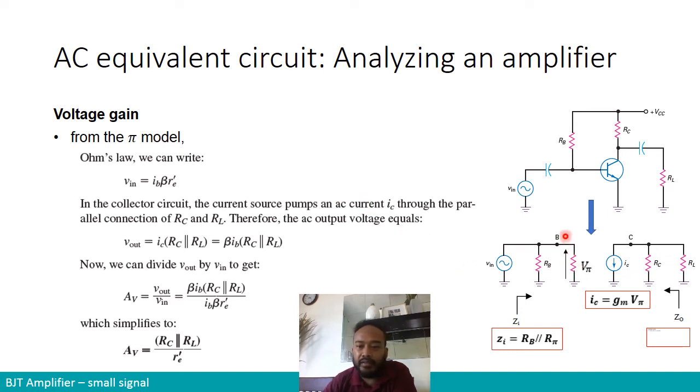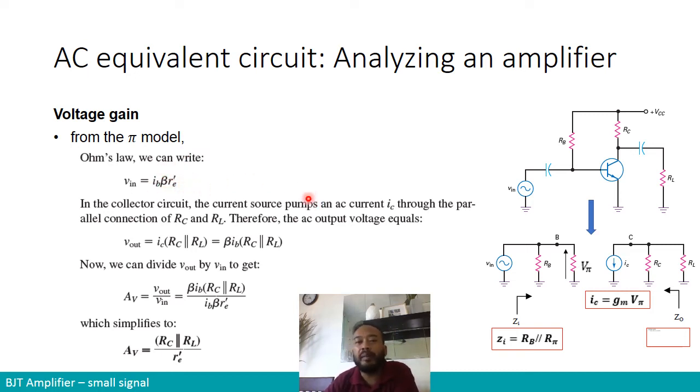Right, so V in is the voltage input of the amplifier over here, which is also V pi. So it is IB, the current that goes through the base, multiplied by the resistance. V pi, we mentioned just now, is also equivalent to beta R prime E.